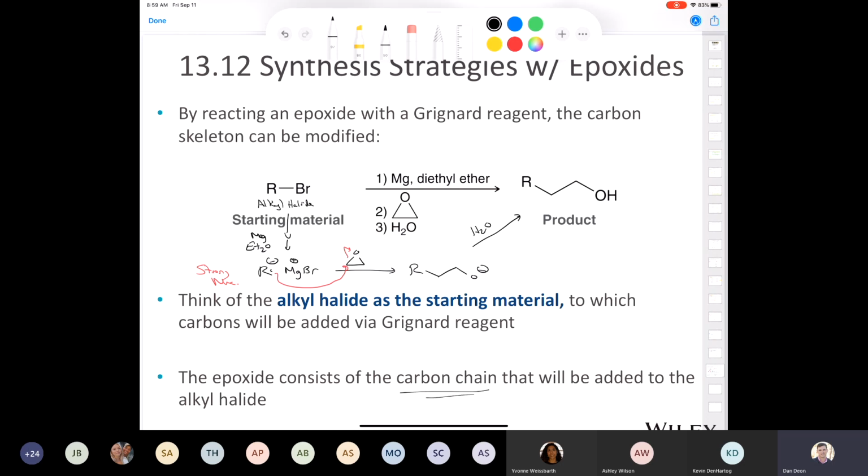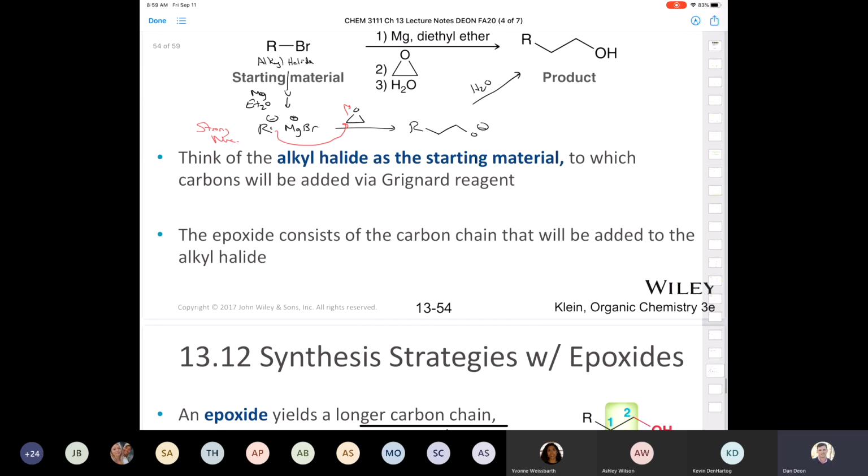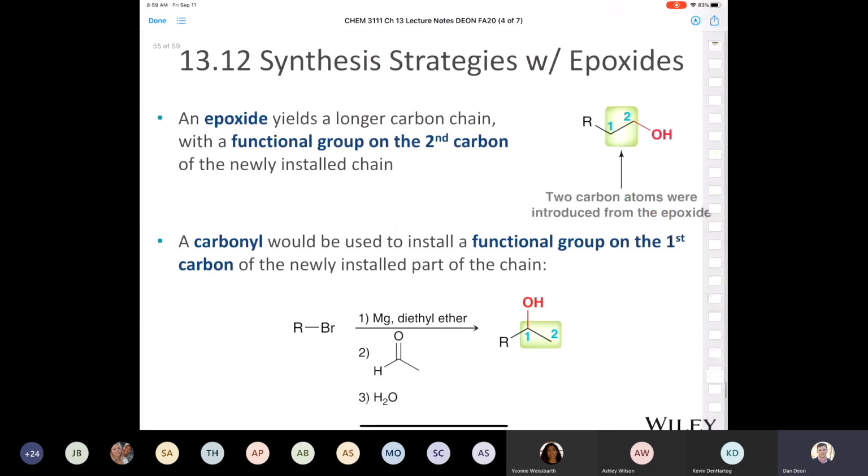Good gravy. If you want to be held up on people's shoulders and have them chant your name at an organic chemistry conference, which I know is probably a life goal of each one of you, find a way to make carbon-carbon bonds. You will be very popular, okay? An epoxide yields a longer chain with a functional group on the second carbon.